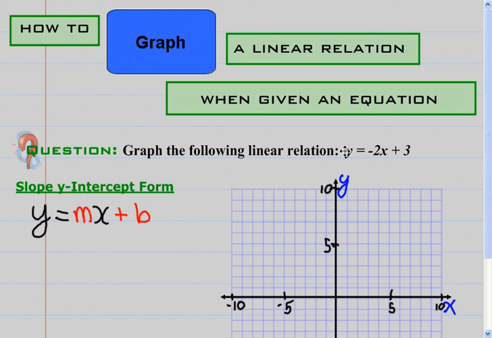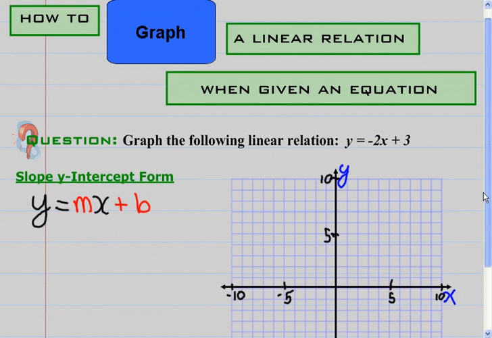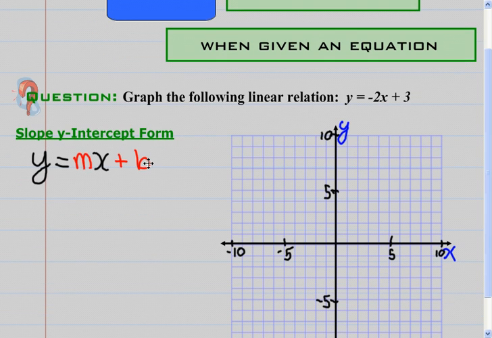Now let's take a look at ours. Is y isolated? Yep. That means our equation is in slope-y-intercept form. This is going to make it easier for us to graph. Why do we want to use slope-y-intercept form, and why does it make it easier for us to graph? Well, in slope-y-intercept form, we can easily identify the slope and the y-intercept.